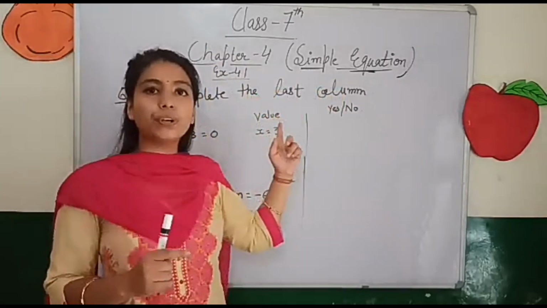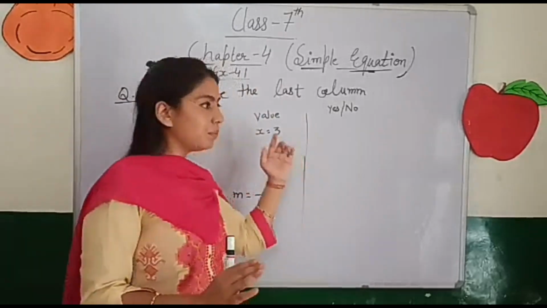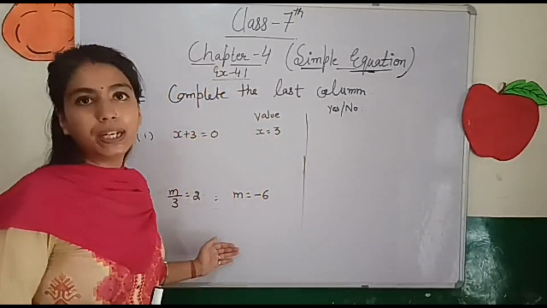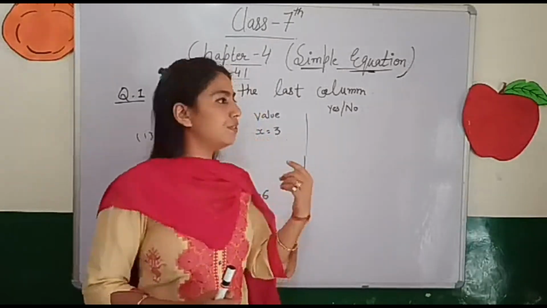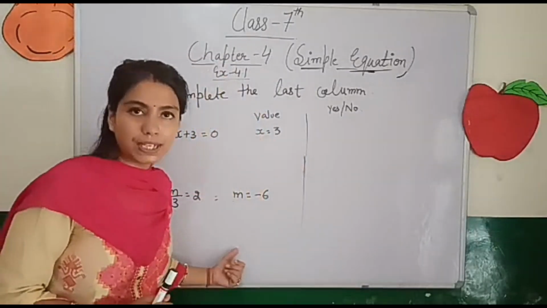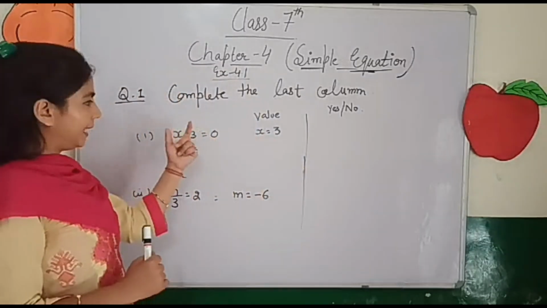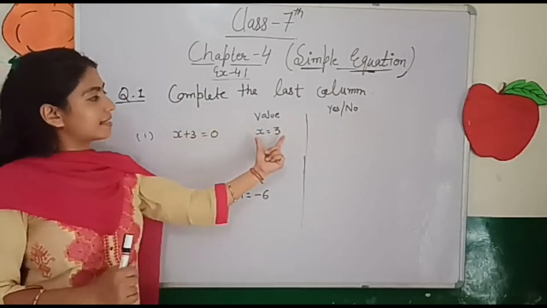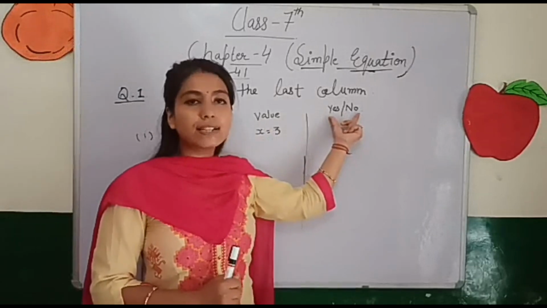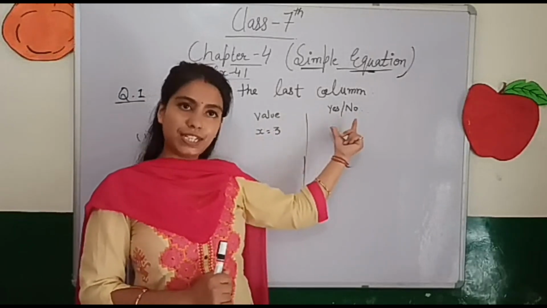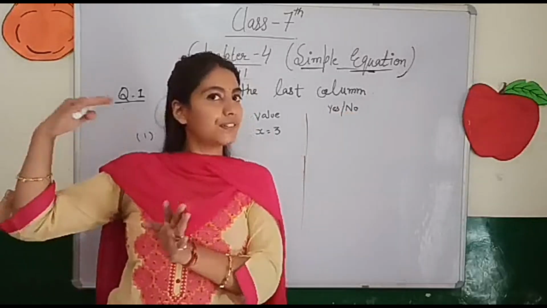This question in your book is in tabular form, but here I am going to do it in a horizontal way. In the same manner you can either do it or solve each and every part in this manner only. So what is the first question? x plus 3 is equal to 0. It is an equation. The value of x given to you is 3. You have to tell whether it is a solution, yes or no. If it is, you will write yes in front of it, otherwise no.